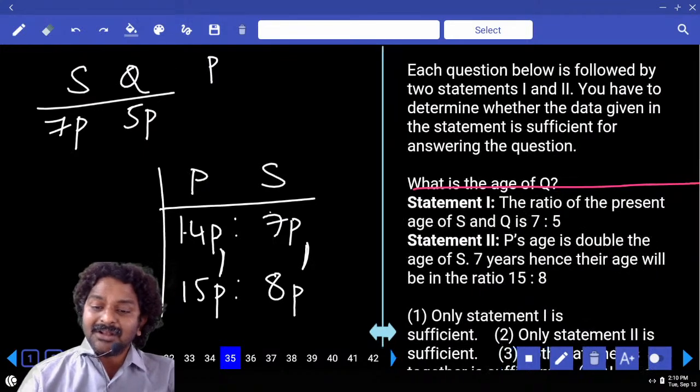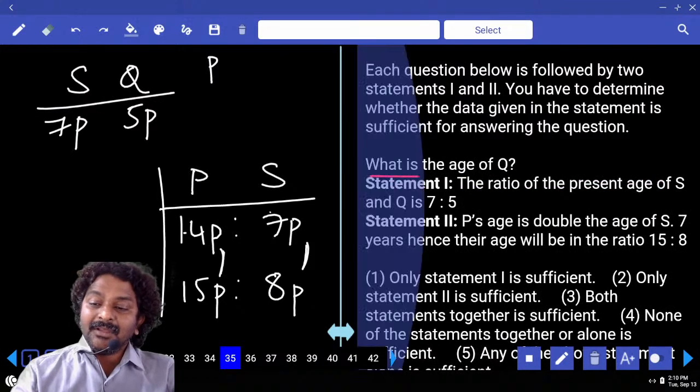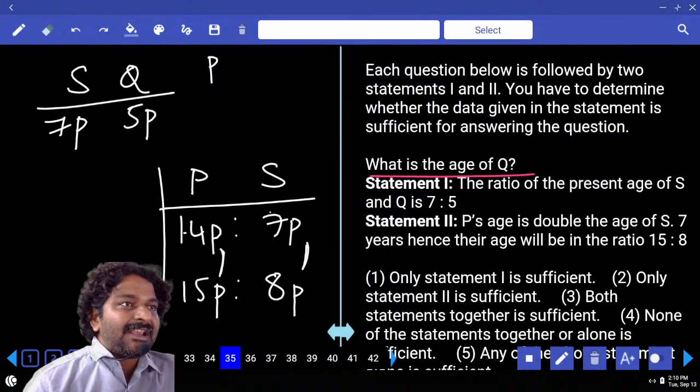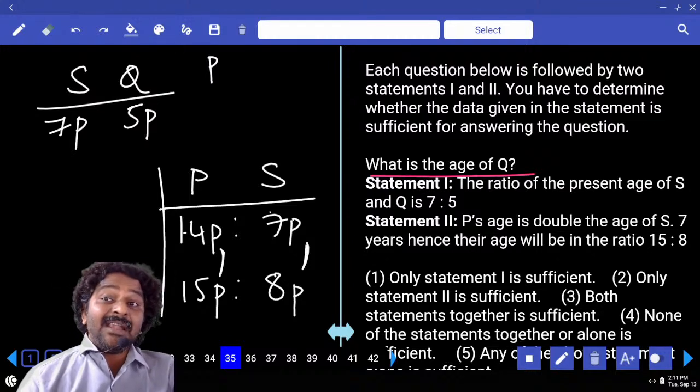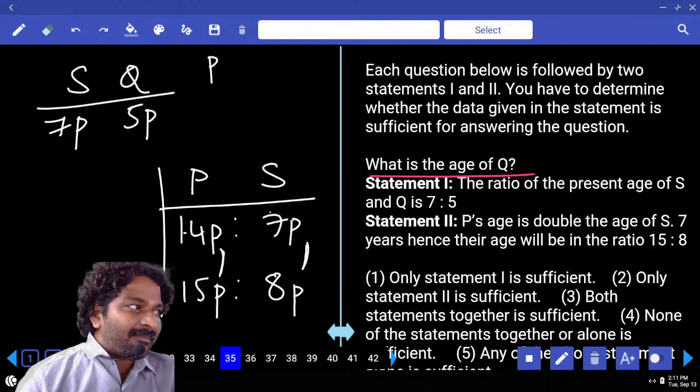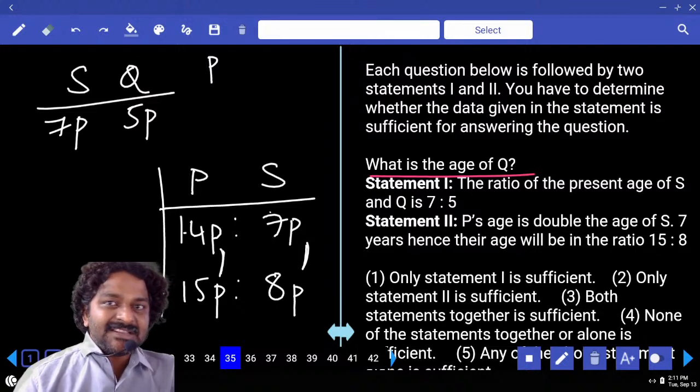No. Because what is your question? It is about Q's age. From the second information we can calculate P's age and S's age, but not Q's age. The answer cannot be found using only the second statement.